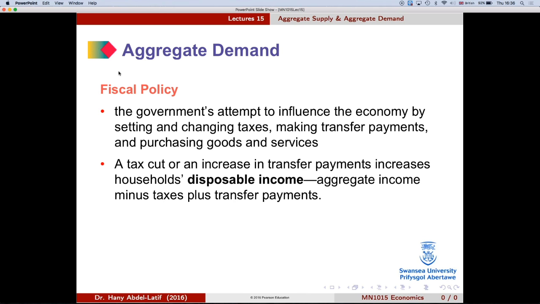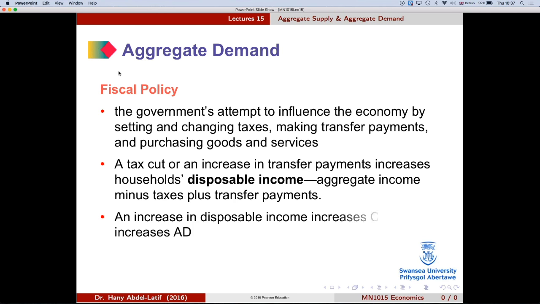Then people will have more money. Just remember, this is the case when the government has a tax cut. So that means people will have more income to spend. So now there's more money available to be spent on consumption, and this will increase the aggregate demand. So that means the aggregate demand will shift to the right.